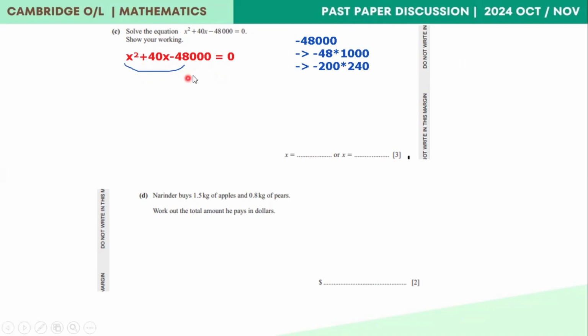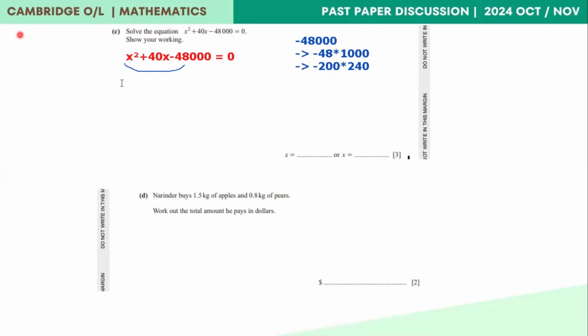We find the factors by multiplying these two. After that, we should choose factors such that when we add both of those, we get plus 40. When we add minus 48 and 1,000, we are not getting plus 40. We won't even be close to 40. But clearly, when we add minus 200 and 240, it is exactly plus 40. So these are the two factors we are going to use.